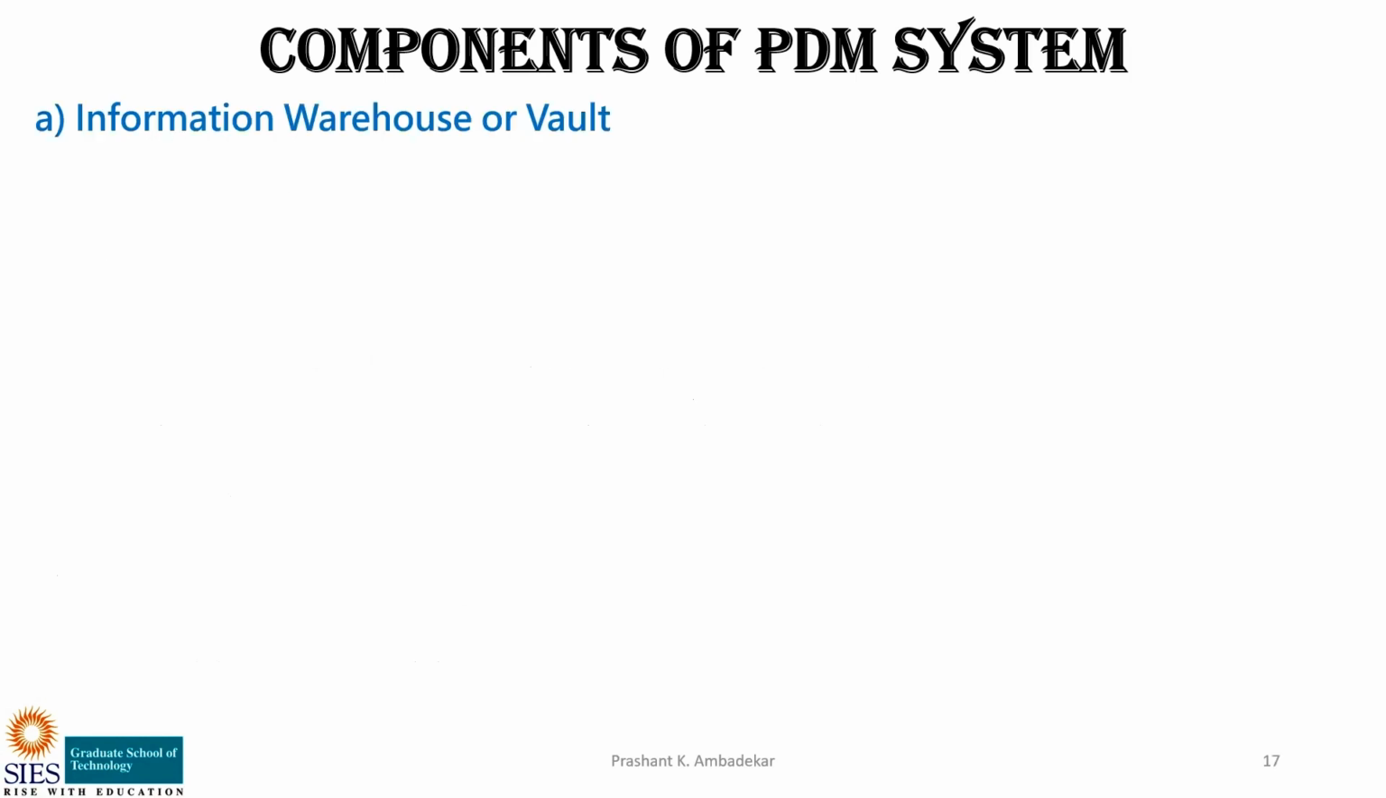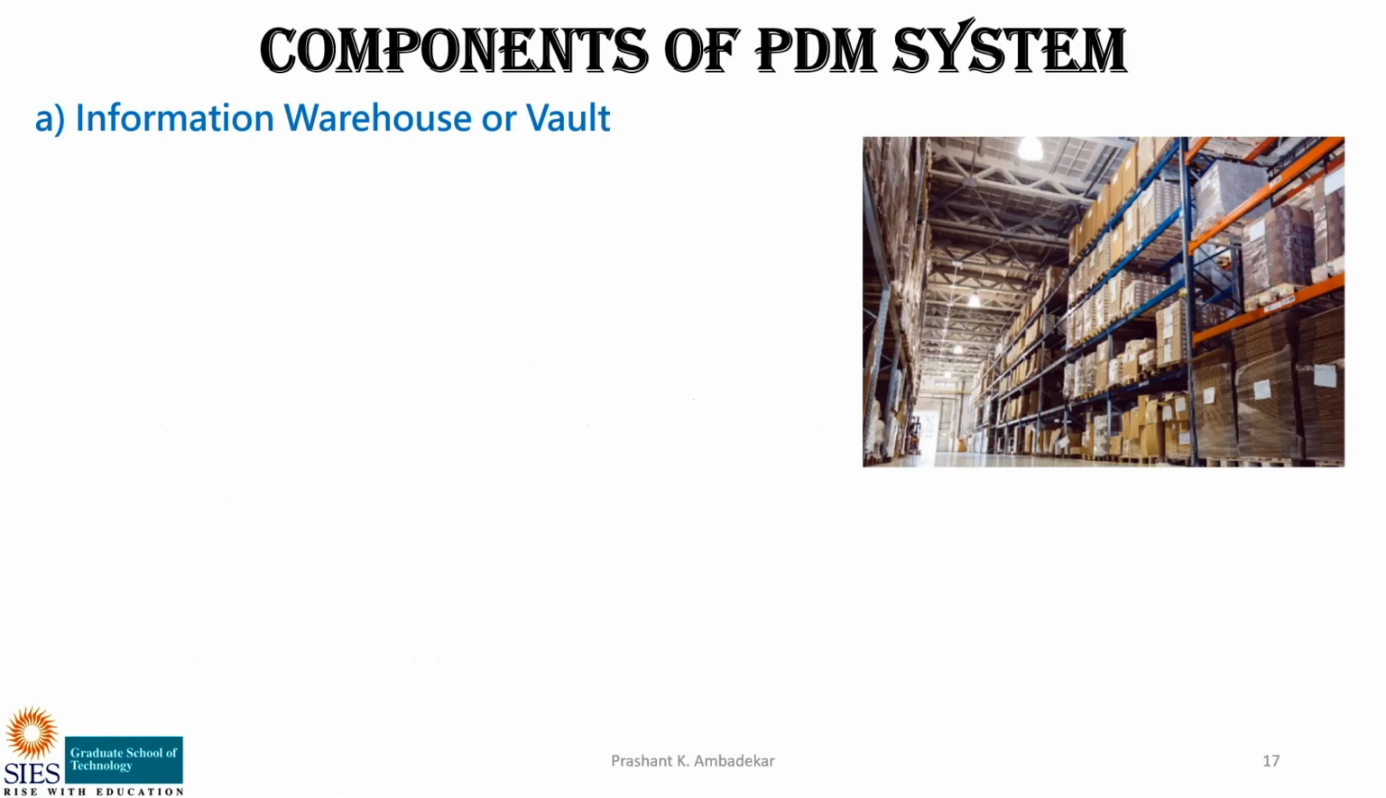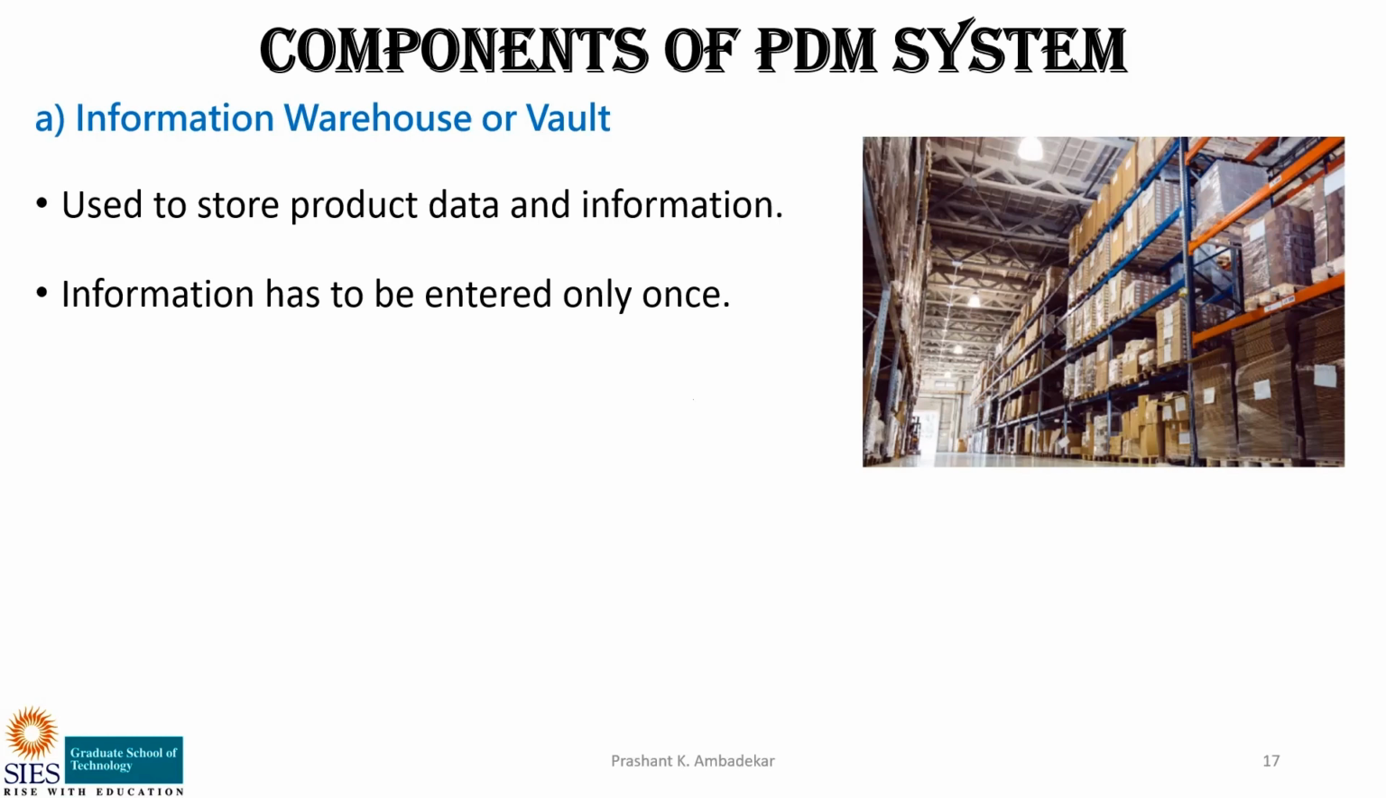The first component is information warehouse or vault. It is similar to the warehouse used by different companies to store their products. For example, Amazon in Mumbai has their warehouse at T1D. Different companies have their warehouse to keep their products. Similarly, here we are talking about the warehouse which is storing the information. It is used to store all types of product data and information. The information has to be entered only once in the information warehouse.